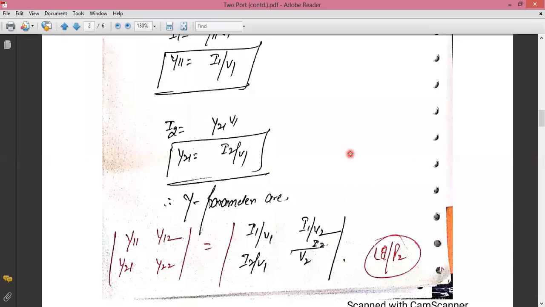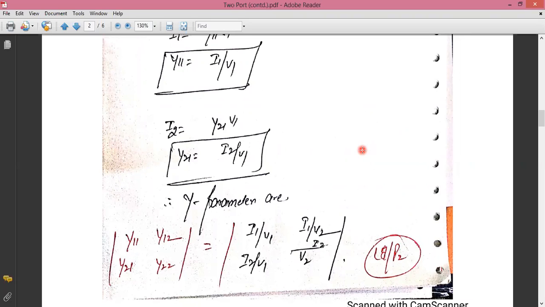I had already told you why the Z parameter is called the open circuit parameter and the Y parameter is called the short circuit parameter. The reason being, in case of a Z parameter, we open port 1 as well as port 2. That is why that parameter is known as the open circuit parameter. Whereas in case of a Y parameter, we short circuit port 1 as well as port 2. So that is why the Y parameter is also known as the short circuit parameter.